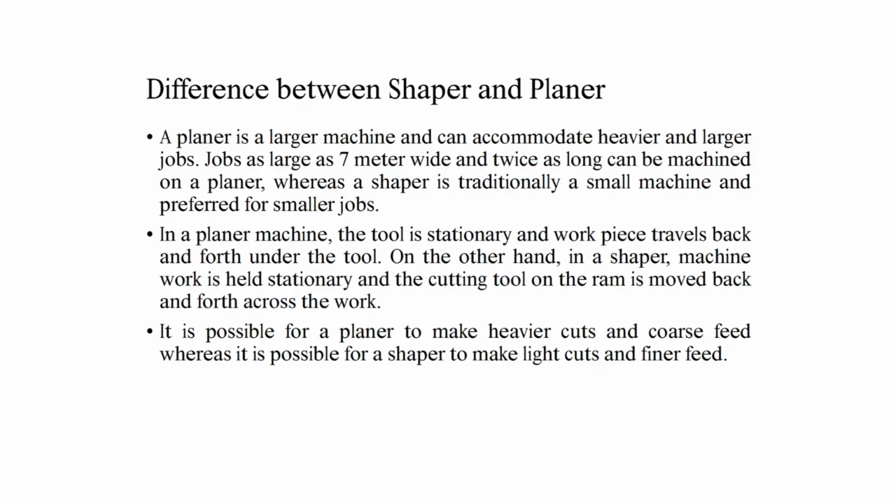Second, and this is the core functional difference. In a planer machine, the tool is stationary and the workpiece travels back and forth under the tool. On the other hand, in a shaper, the work is held stationary and the cutting tool on the ram is moved back and forth across the work. It's a complete reversal of the moving part. Third, the type of cut. It is possible for a planer to make heavier cuts and use a coarse feed, really hogging out material, whereas a shaper is designed to make lighter cuts and a finer feed, which is perfect for finishing surfaces.